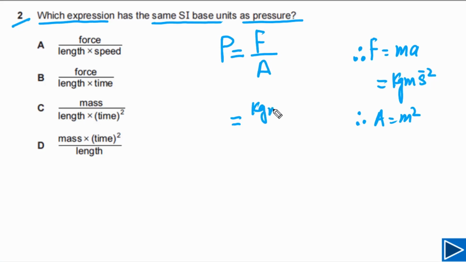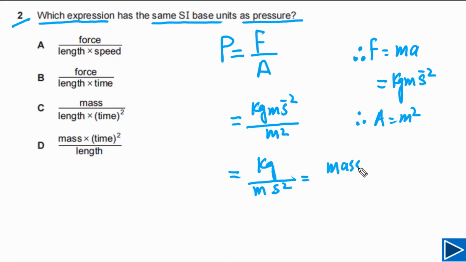So here we can write down kg meter per second squared, divided by meter squared. Now if we simplify this, we can write kg over meter second squared. Kilogram is the unit of mass, so the quantity is mass. Meter is the SI unit of length, so we can write length here, and second is the SI unit of time, so we can write time squared here. Now we need to compare this with the given options. If you look at option C, this one is the correct option.